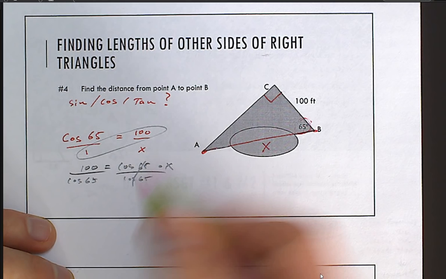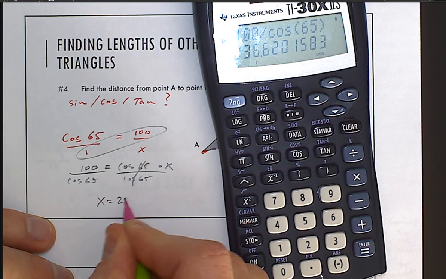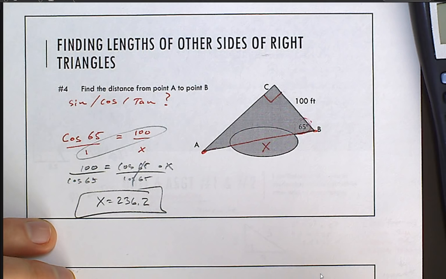And so we take out our calculator, and we go 100 divided by cos of 65, and we hit equals, and we get x equals 236.2. So that distance from x is 236 feet. All right. Let's go down to the bottom example here.